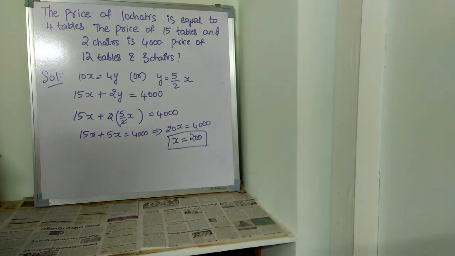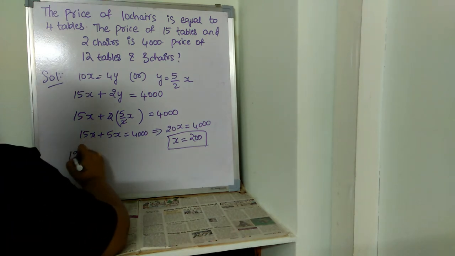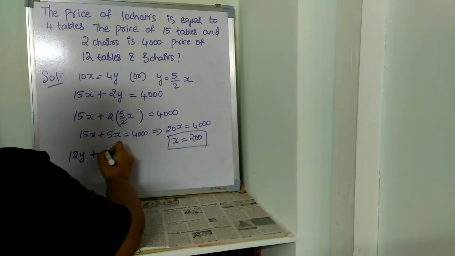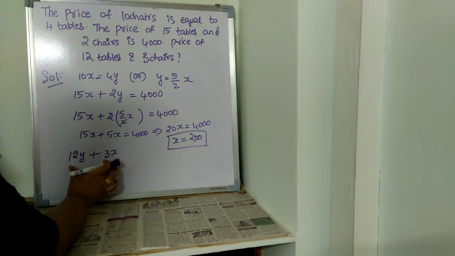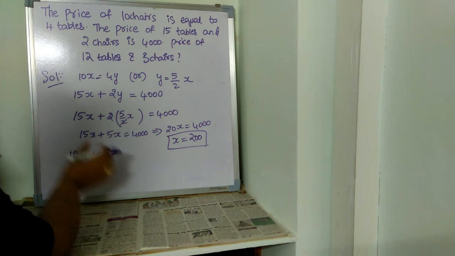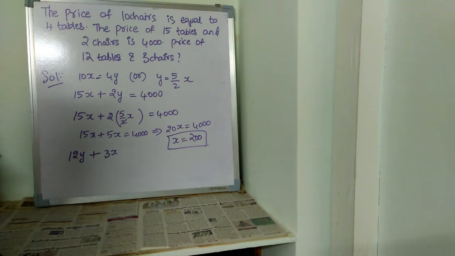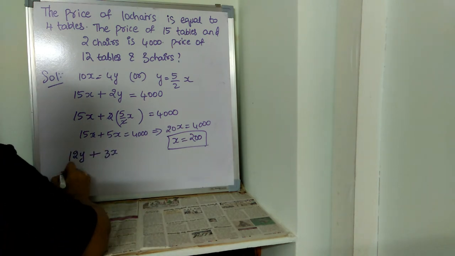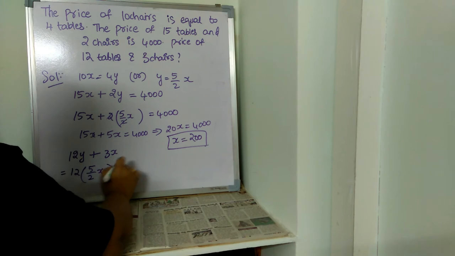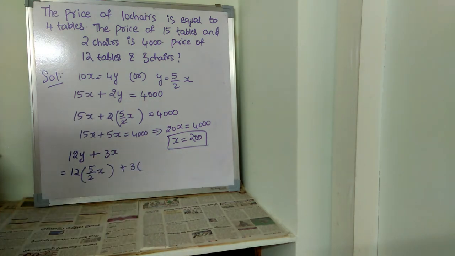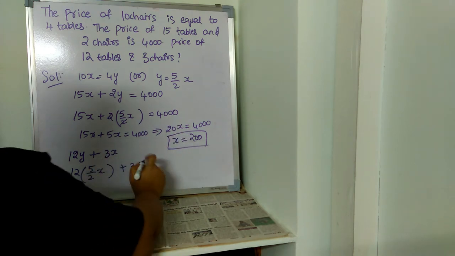Now in the question, what is he saying? What is the price of 12 tables and 3 chairs? Tables are denoted by y, so 12y plus 3x, 3 chairs. We need to find the price of 12 tables and 3 chairs. We know the value of y and we know the value of x, so we just need to substitute. 12 into the value of y, 5 by 2x, plus 3 into x. The x value is 200.